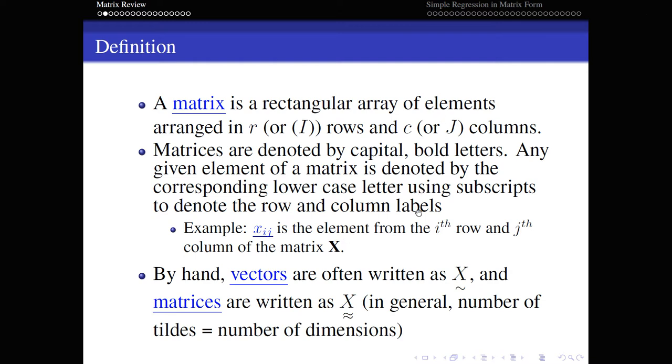Now, when we're writing this out by hand, like on a whiteboard, instead of bolding, because I can't really bold when writing by hand, I'd write X with a little tilde underneath to indicate a vector, and then I'd write two tildes underneath to indicate a matrix. In general, the number of tildes underneath indicates the number of dimensions. One tilde indicates just one dimension, and as we talked about before, that's a vector. Two tildes indicate rows and columns, so that's a matrix, and then three tildes would indicate tensors, and so on and so forth.